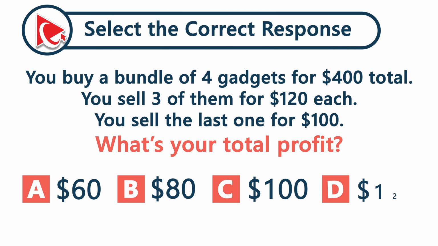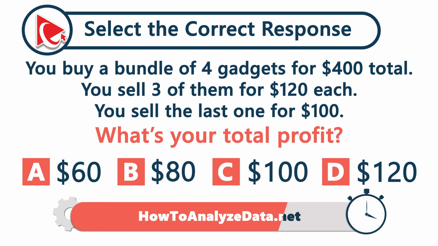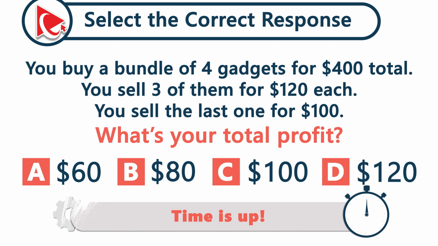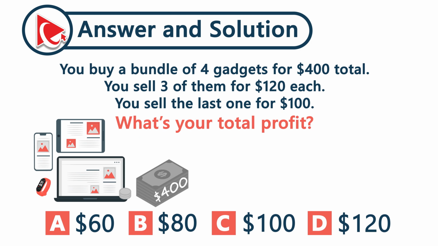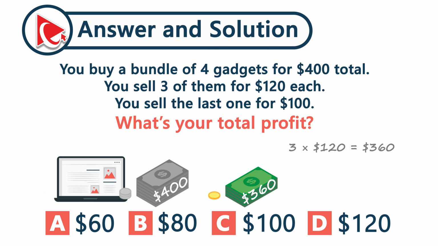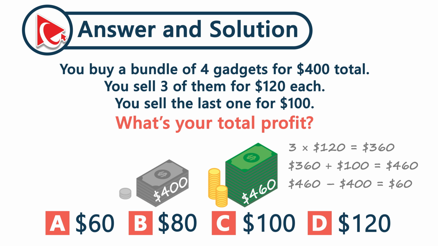You buy 4 gadgets for $400 total. You sell 3 for $120 each, and then the last one for $100. What is your total profit? You spent $400, that's your total cost. Then you made 120 from each one of the first 3 gadgets. 3 multiplied by 120 is 360. Then you sold the fourth one for 100. Altogether, you brought in $460 in revenue. Now let's subtract 460 minus 400 and the result is $60. So the final answer is choice A.